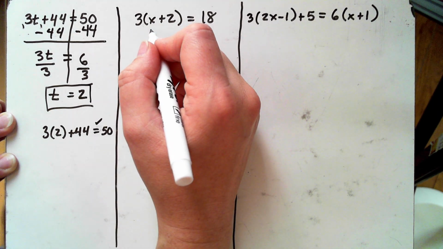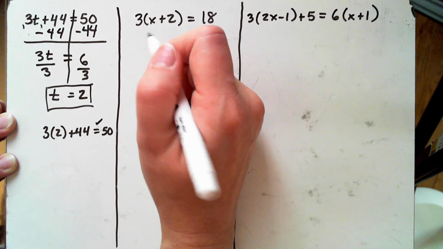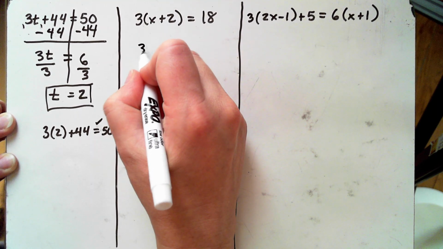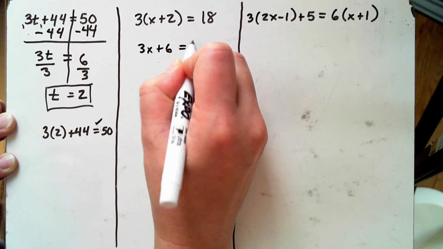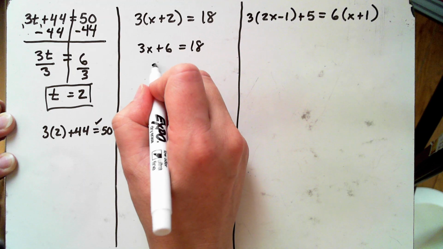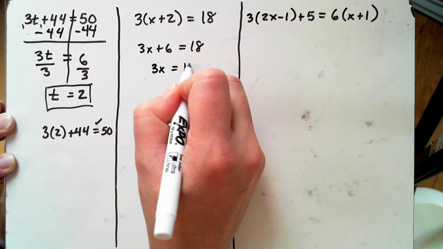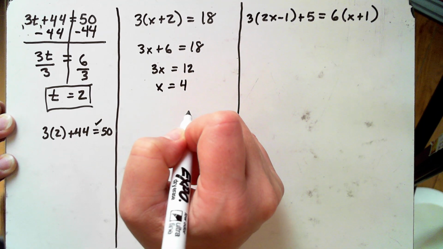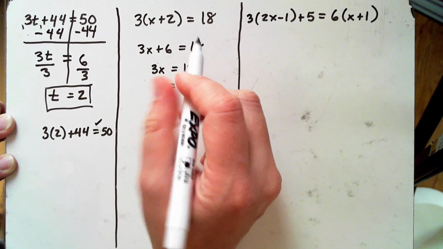In this one, I actually have a few options. I can distribute the 3 in and get 3x plus 6 equals 18. Then I can subtract the 6 to get 3x equals 12. Then I can divide by 3 to get x equals 4. So that's the way that most people think to do this question.